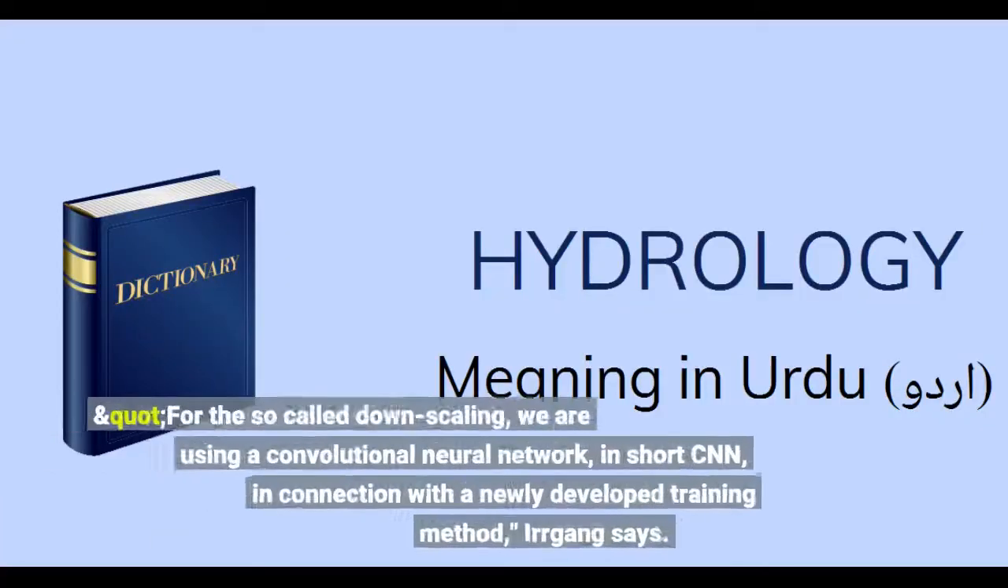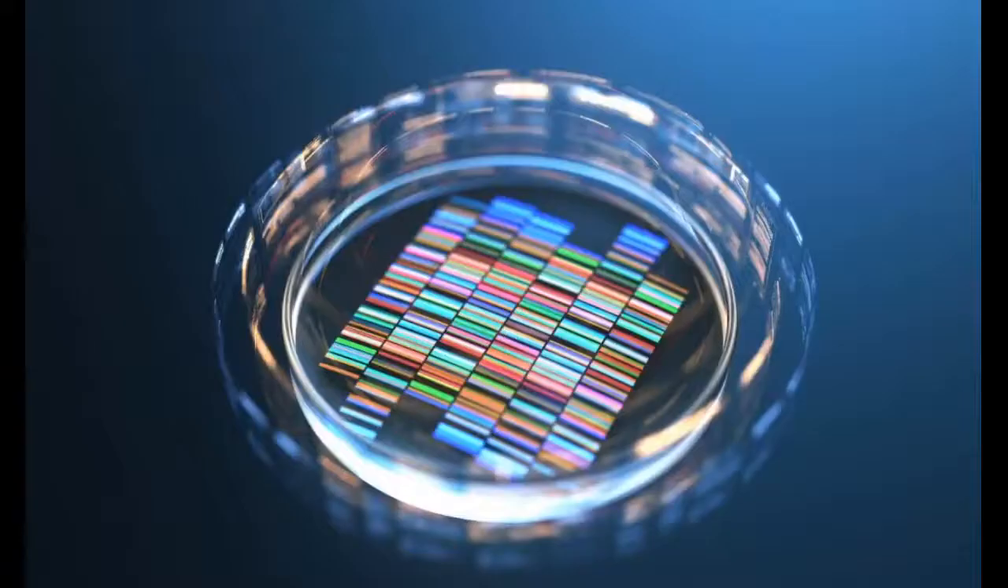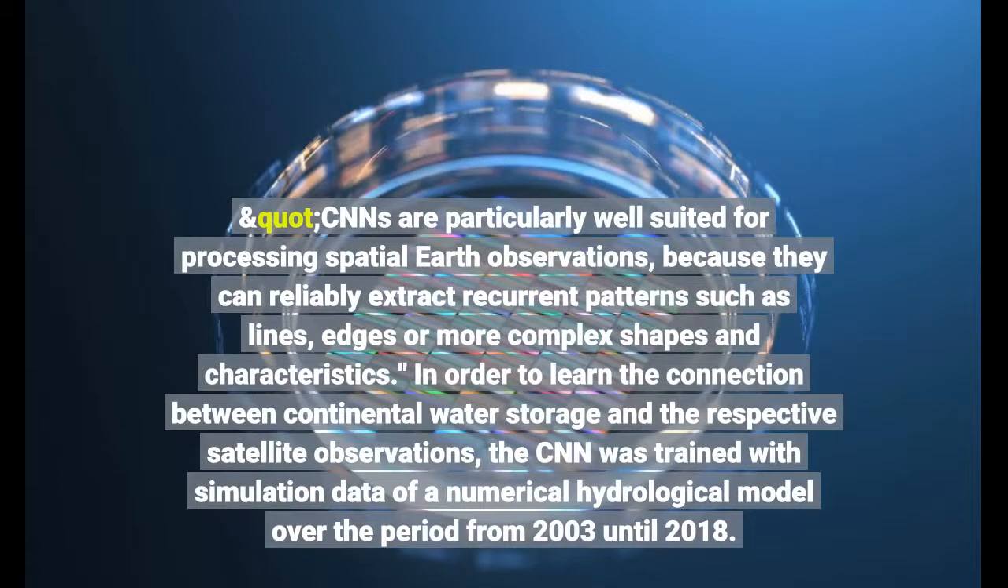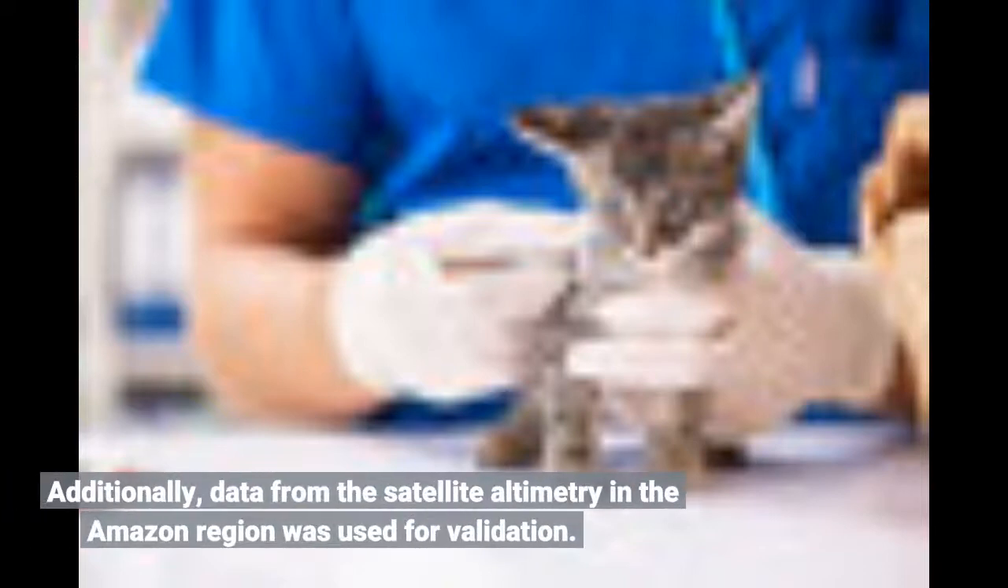"For the so-called downscaling, we are using a convolutional neural network, in short CNN, in connection with a newly developed training method," Irrgang says. CNNs are particularly well suited for processing spatial Earth observations, because they can reliably extract recurrent patterns such as lines, edges or more complex shapes and characteristics, in order to learn the connection between continental water storage and the respective satellite observations. Additionally, data from the satellite altimetry in the Amazon region was used for validation.